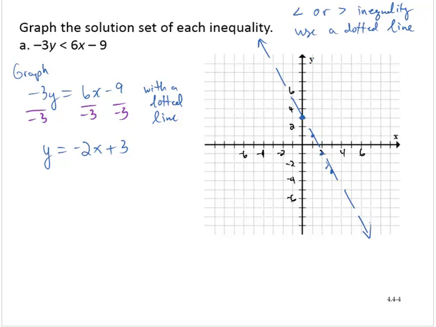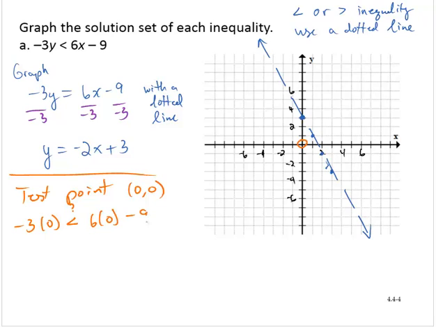Now, it's an inequality, so I have to now use a test point. Generally, if the line that I've drawn does not pass through the origin, I test that point, because the arithmetic is really easy with zeros. So I'm going to test the point 0, 0 into the original inequality. Is negative 3 times 0 less than 6 times 0 minus 9?